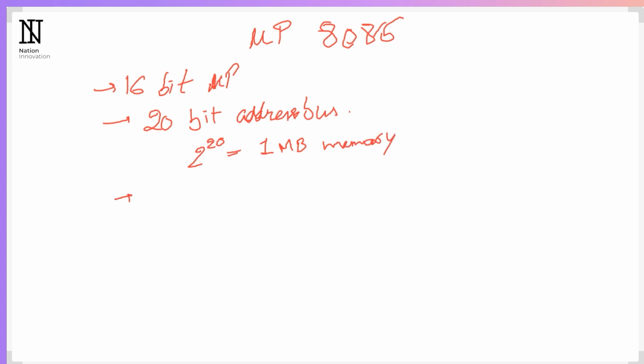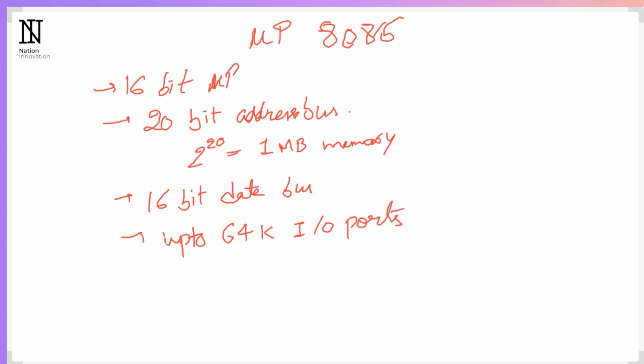Next, 8086 has a 16-bit data bus. That means it can read or write data to a memory or port in either 8-bit or 16-bit at a time. It can support up to 64K input output ports, and its operating frequency range is between 6 to 10 megahertz.